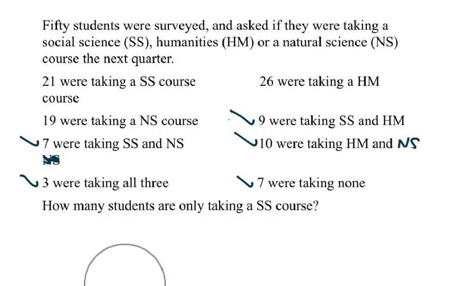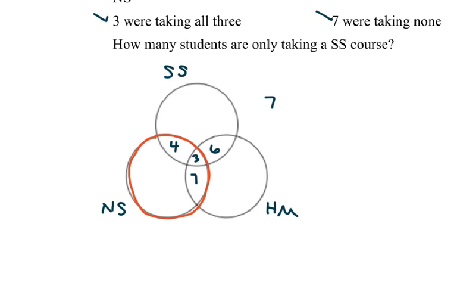Next, we can look at individual courses. We have 19 taking the natural science course. I've outlined the natural science course in red. If a total of 19 students are taking that, and we already have 14 listed, that's a total of 5 students left over for this section here, so that we have in that red ring a total of 19 students.